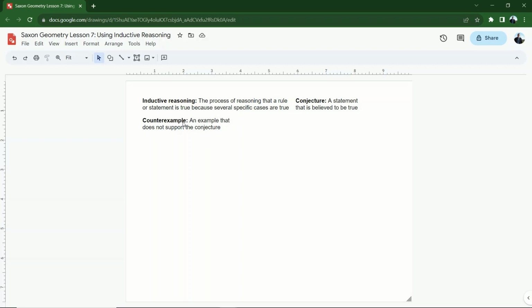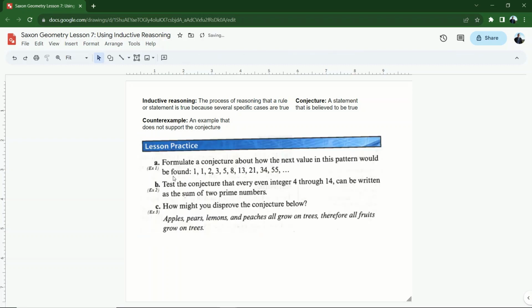All right, let's take a look at some examples from the homework. The first thing we need to do is formulate a conjecture about how the next value in this pattern would be found. Now, I'm a math teacher here, so I recognize this pattern as a well-known pattern. So I'm going to talk about that in just a moment. But boy, look at this pattern. Can you figure out where the next numbers in this pattern come from?